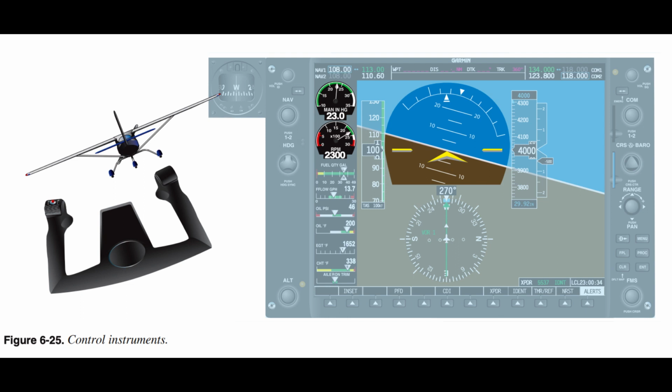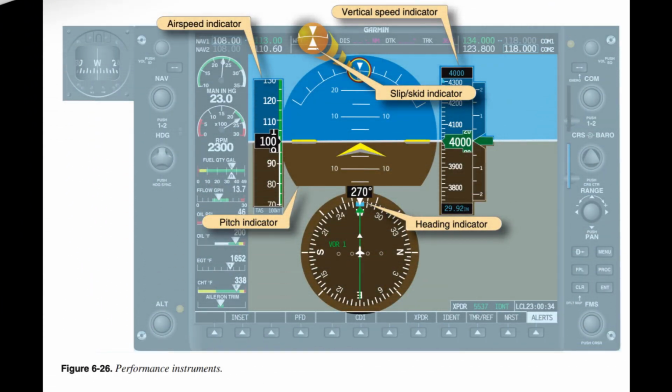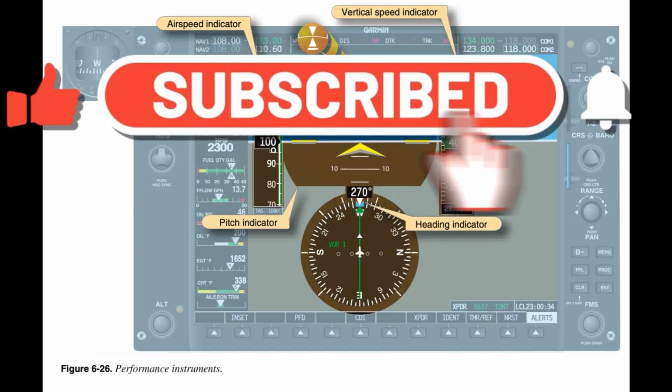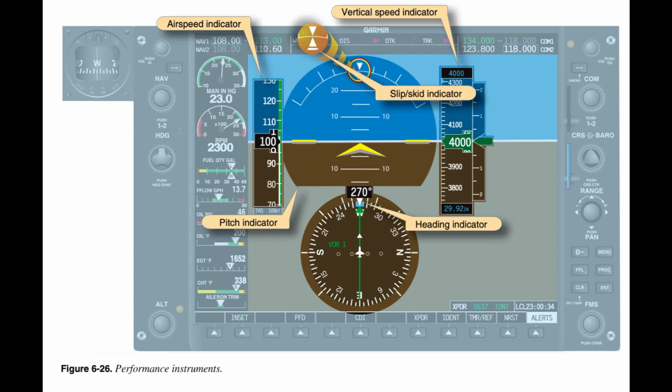Performance instruments. The performance instruments directly reflect the performance the aircraft is achieving. The speed of the aircraft can be referenced on the airspeed indicator. The altitude can be referenced on the altimeter. The aircraft's climb performance can be determined by referencing the vertical speed indicator, VSI.